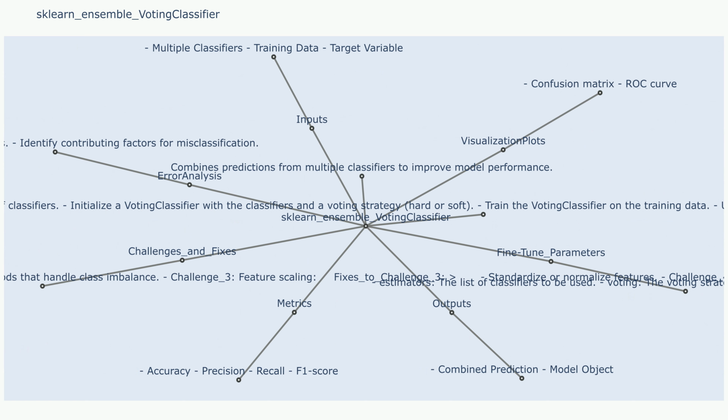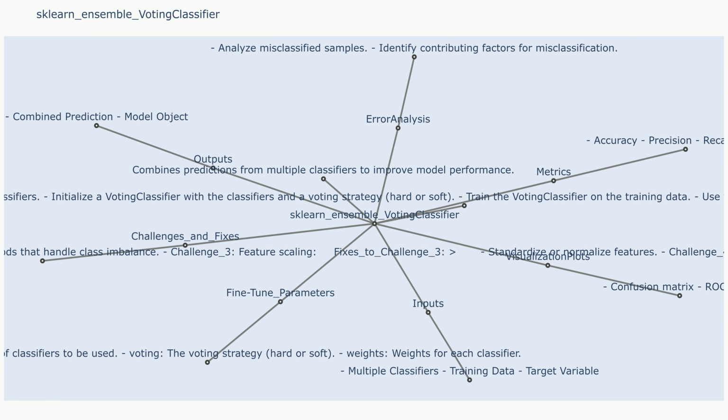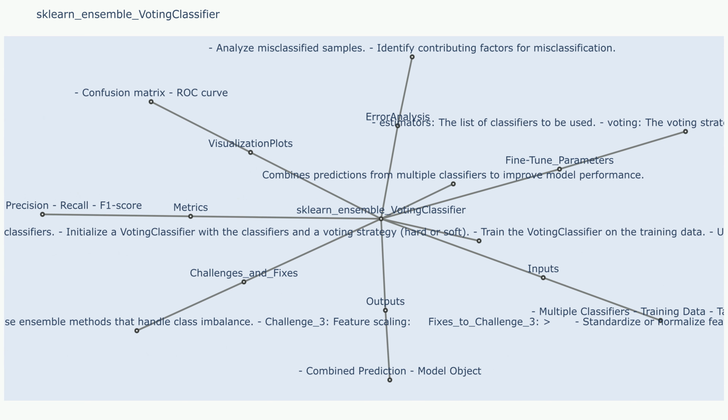Flattening: a Boolean value that determines whether to flatten the input array before applying the estimators. Uncertainty methods. Confidence score: the predicted probability of the most likely class for each instance. Ensemble variance: the variance of the predictions of the individual estimators for each instance.